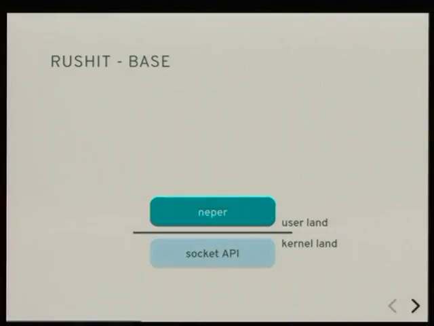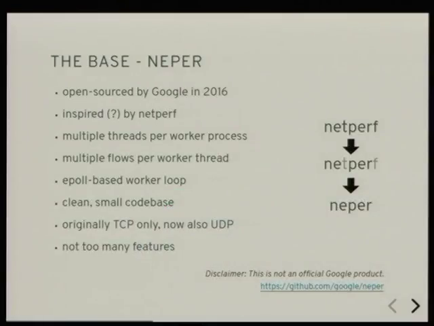Okay, so now let's talk a little bit about what we built. We didn't want to start from scratch, so we picked a project called Neper as our base, as our network workload generator written in C. Neper originated at Google, who open sourced it around 2 years ago. It seems to be inspired somewhat by netperf, we don't know, but the command line naming is similar, and the name seems to be a clever wordplay on the word netperf. But in contrast to netperf, it has a design that better resembles modern networking applications.